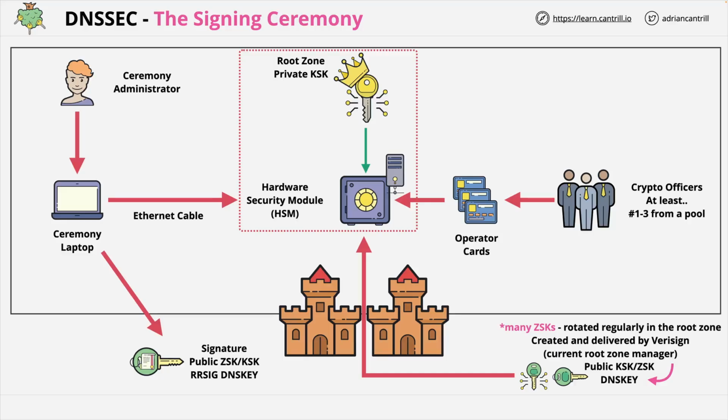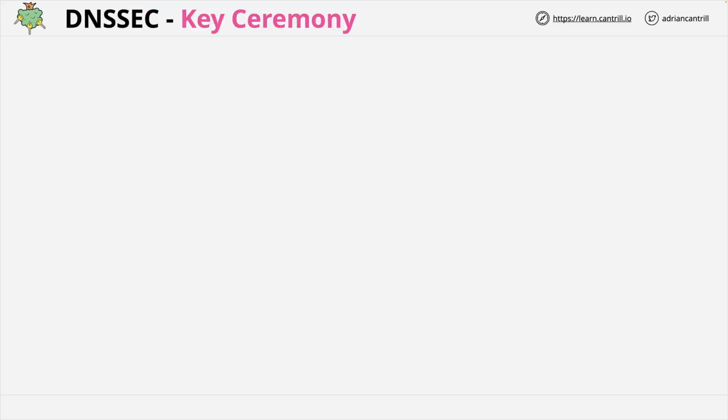Now this is a summary of the process. The level of security procedure which goes into ensuring that groups of human participants can't collude and corrupt the process is extreme. I've included additional links attached to this video which provide more detail if you're interested. For this video, I just want you to have an understanding of why this ceremony is so important.